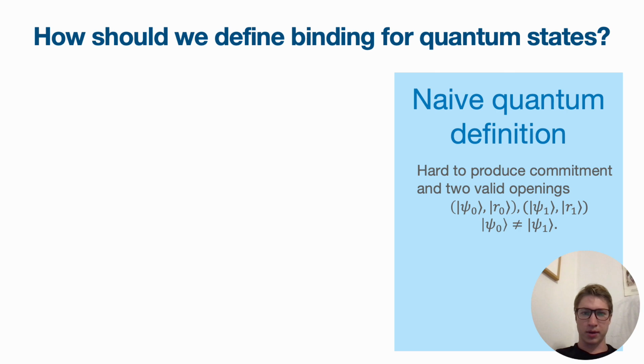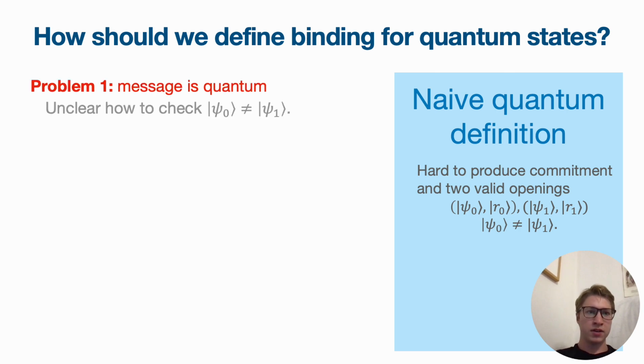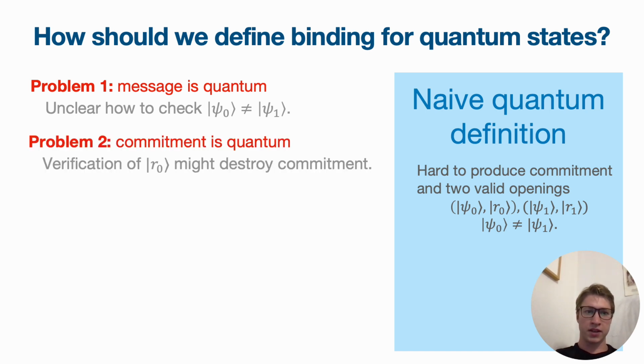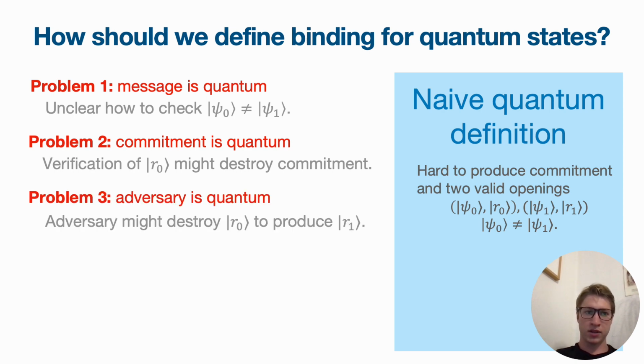But okay, there's a lot of problems with this definition. First of all, the message is quantum. So now that the message is quantum, it's not clear how to check that psi0 and psi1 are actually distinct. Second, the commitment is quantum. So if you verify the first opening, that could destroy the commitment, and then you wouldn't have any way of verifying the second opening. Okay, and third, maybe most importantly, now that the adversary is quantum, we have to consider a broader class of attacks.